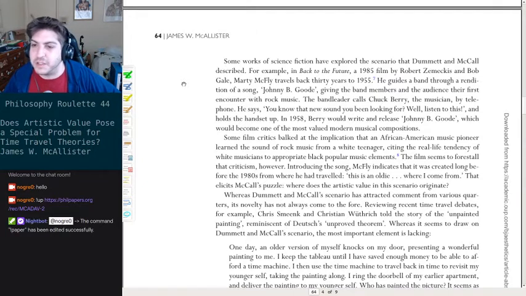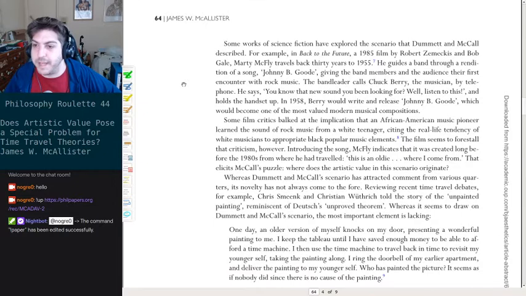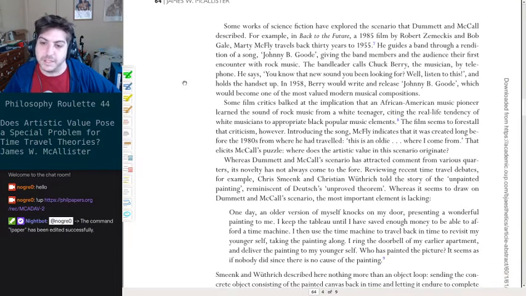Some works of science fiction have explored the scenario that Dummett and McCall described. For example, in Back to the Future, a 1985 film by Robert Zemeckis and Bob Gale, Marty McFly travels back 30 years to 1955. He guides a rock band through a rendition of the song Johnny B. Goode, giving the band members and the audience their first encounter with rock music. The band leader calls Chuck Berry, the musician, by telephone. He says, "You know that new sound you've been looking for? Well, listen to this," and holds up the handset. In 1958 Berry would write and release Johnny B. Goode, which would become one of the most valued modern musical compositions.